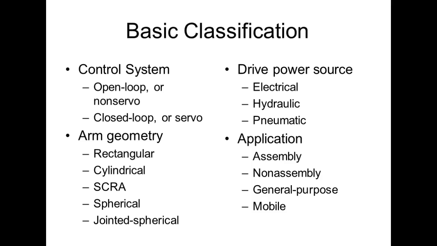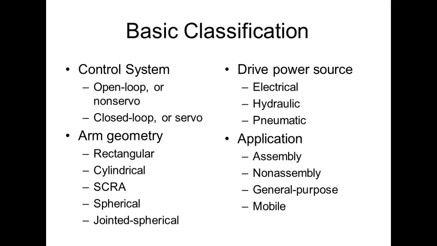So this is the basic classification of control systems. Open loop, or non-servo, and closed loop, or servo. Then we classify the control system, or the robot system, according to a geometry. Of course, the geometry is the shape, right? And we have the basic shapes in robot systems that we do in physics and geometry class. So what's the first one up there?